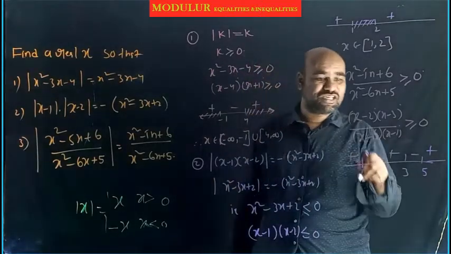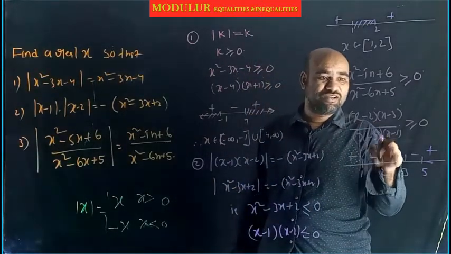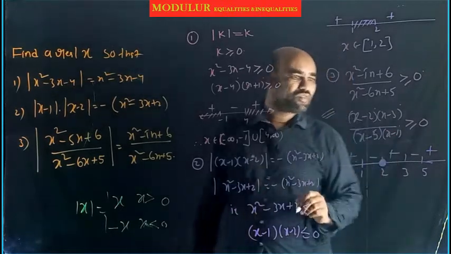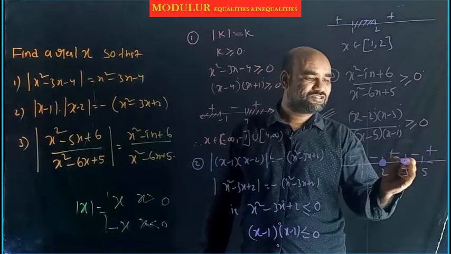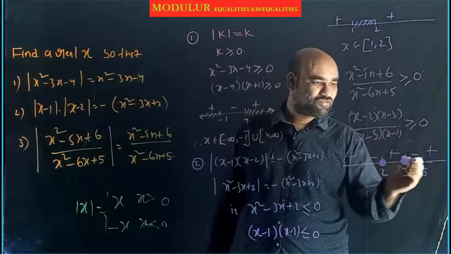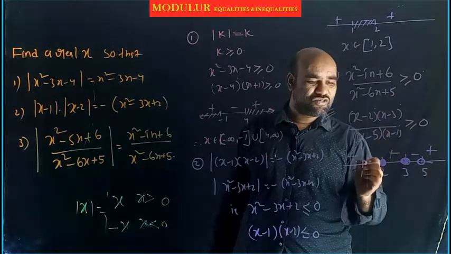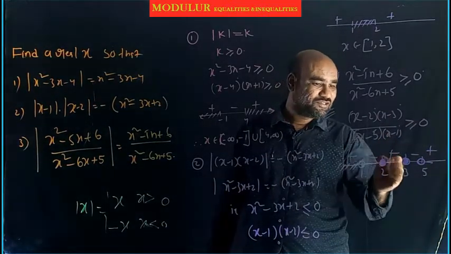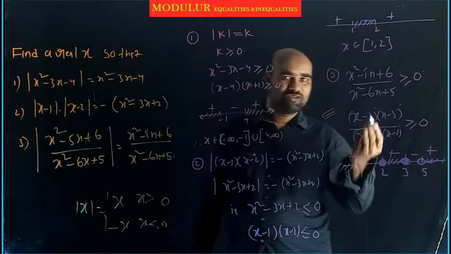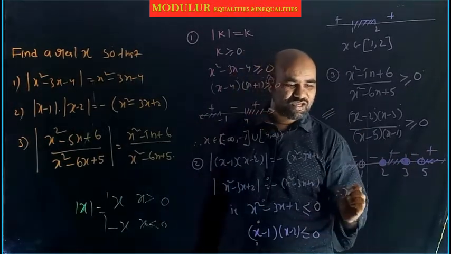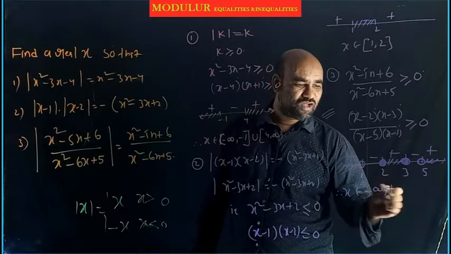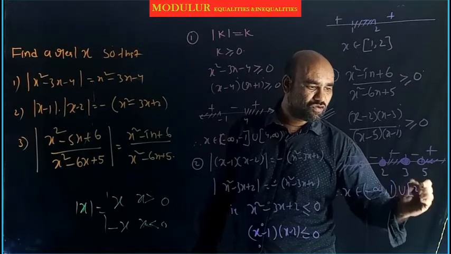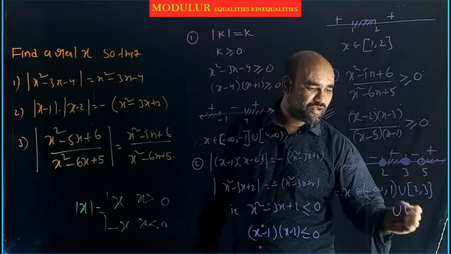What are the critical points here? 2, 3, 5, 1. 2 satisfies, so 2 is closed. 3 satisfies. 5 won't satisfy here, open circle. 1 won't satisfy. Greater than or equal to, so plus symbols you want. Within one step we complete the problem. Therefore x belongs to minus infinity to 1, 1 open, union closed 2 to closed 3, union open 5 to infinity.